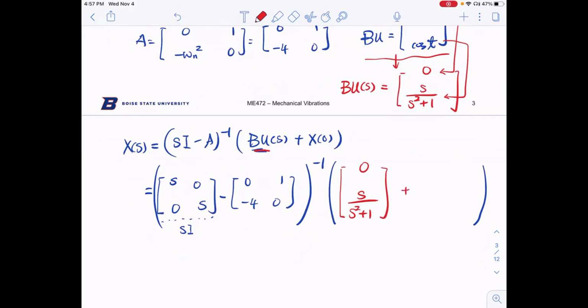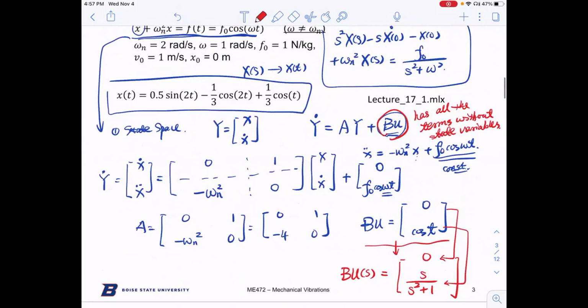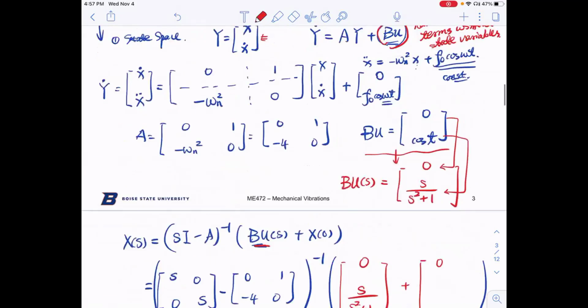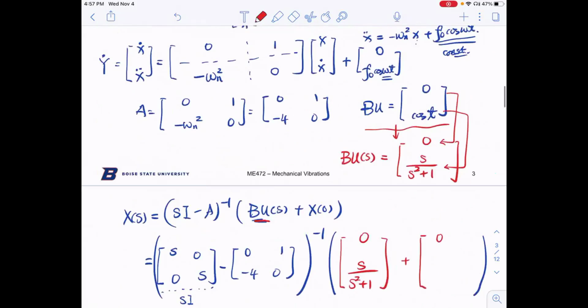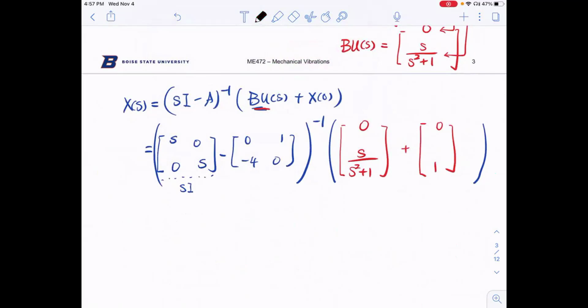And then you need to type in your initial conditions. Remember, you need to go back and check the order of your y. You have displacement first and then velocity. That's why you need to put the initial position first, which is 0. Your initial velocity is 1. All right. Then we have everything.